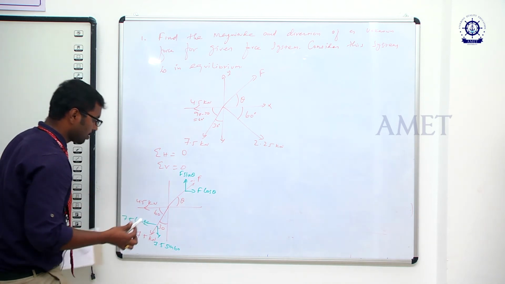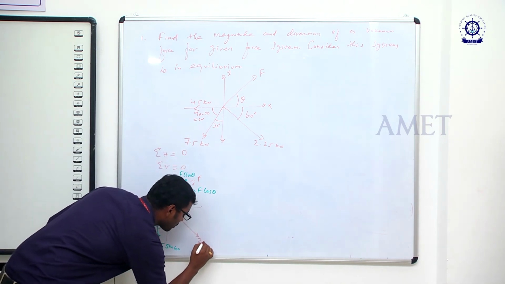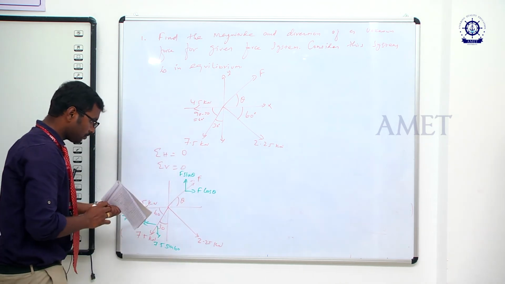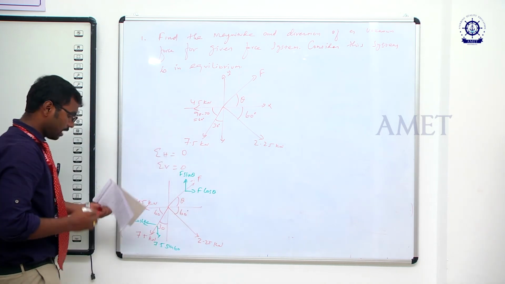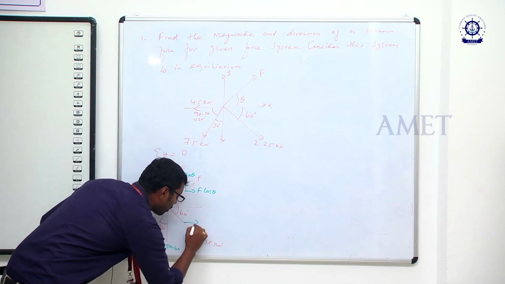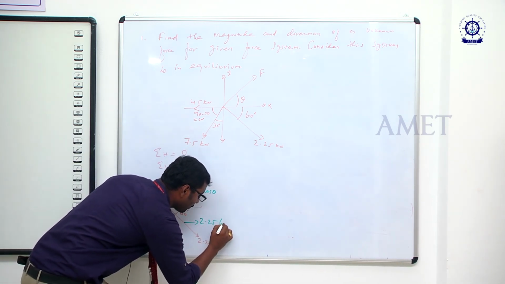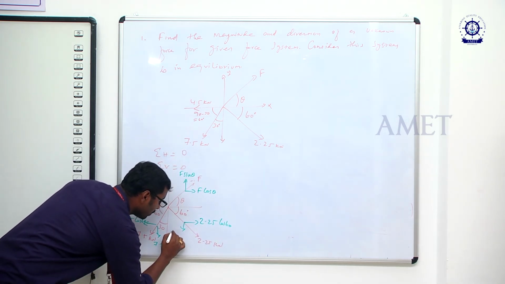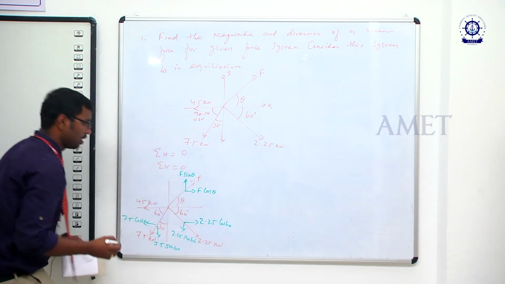Taking the fourth one, the magnitude of that force is 2.25 kilonewton, acting at 60 degree to the x axis. So the horizontal component of this force is 2.25 cos 60, and the vertical component of this force is 2.25 sin 60 degree.